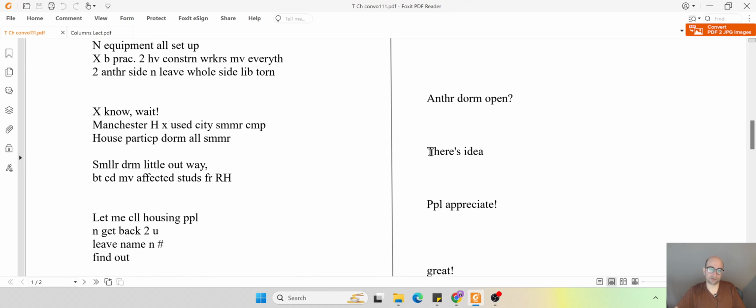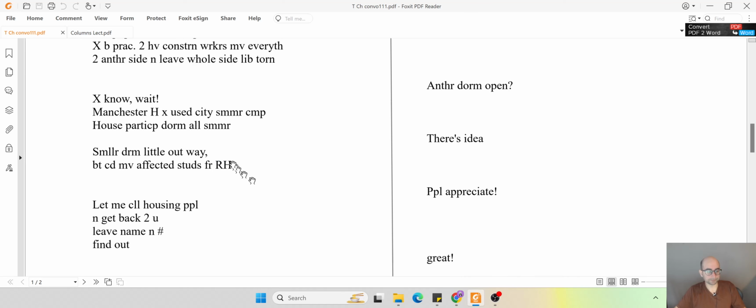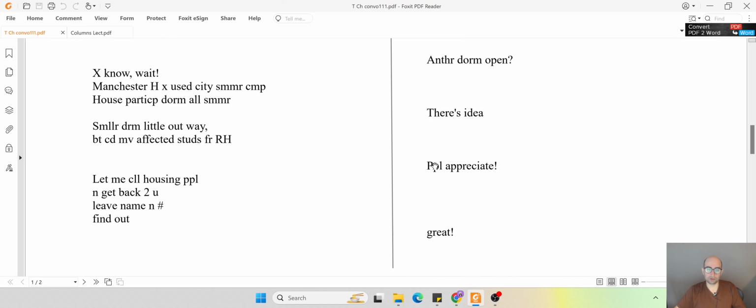Well, okay, there's an idea. So here he's saying oh, that sounds great, basically. It's a smaller dorm. It's a little out of the way, so it's kind of far away. But they could move the affected students, so the students who have a problem already with their own dorms, with their own halls, right? From Robert Hall, that was the dormitory where this male student was facing issues with noise, pollution, right? Okay. Oh, yeah, people will appreciate that. It means the students who are affected in Robert's Hall, they'll like that. They want to move. Okay, so now here, you're going to find the clue.